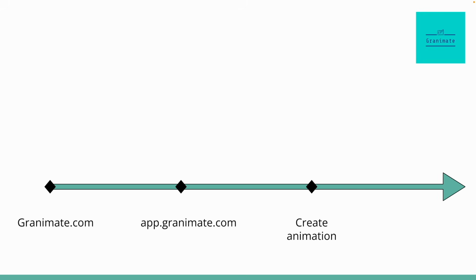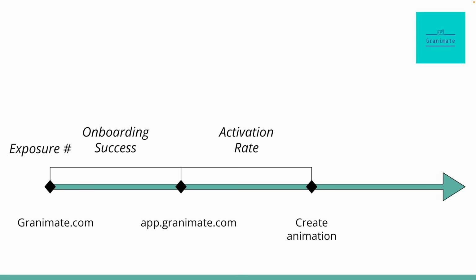Now let's lay out the metrics. The number of users who arrive at the homepage, granimate.com, is how we measure exposure. The onboarding success is the number of people who completed onboarding divided by the number who started onboarding. The activation rate is the number of people who create an animation divided by the number of people who complete onboarding. The number of animations created per active user is the engagement rate. The more animations each user creates, the more engaged they are.